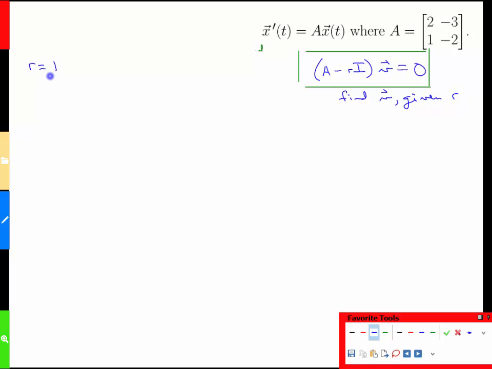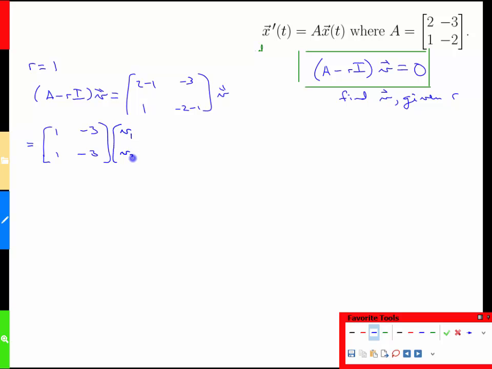So we start with the r value and then we solve for v. In particular, let's start with r equals 1. And so A minus rI times v is going to equal 2 minus 1. So we take our matrix here and subtract r down the diagonals. Negative 3, 1, negative 2 minus 1, times v. And that's going to equal 1, negative 3, and 1, negative 3. And let's write our vector here as v1, v2.